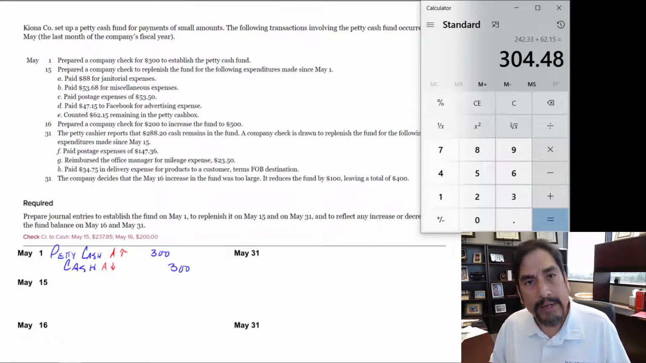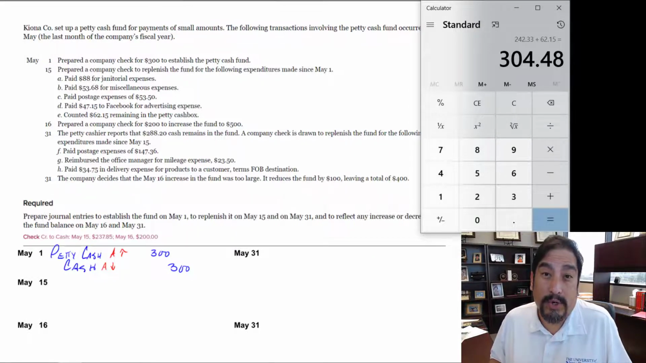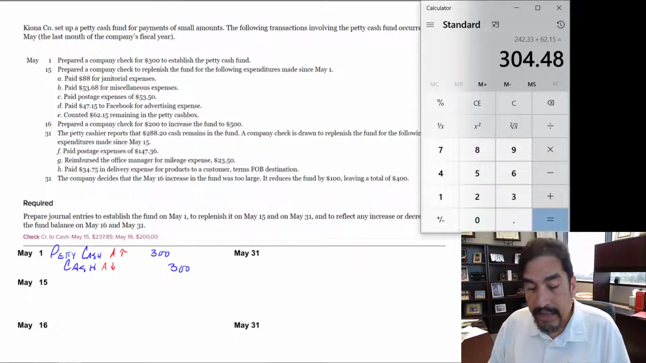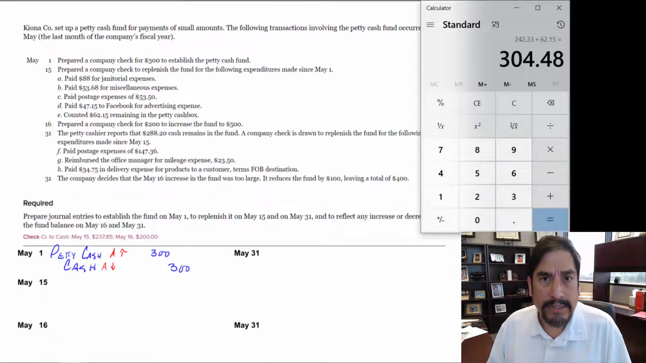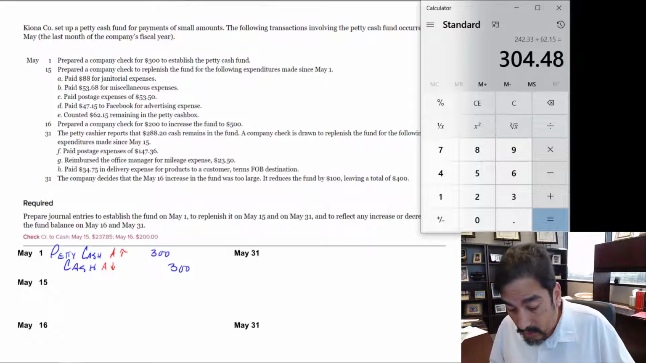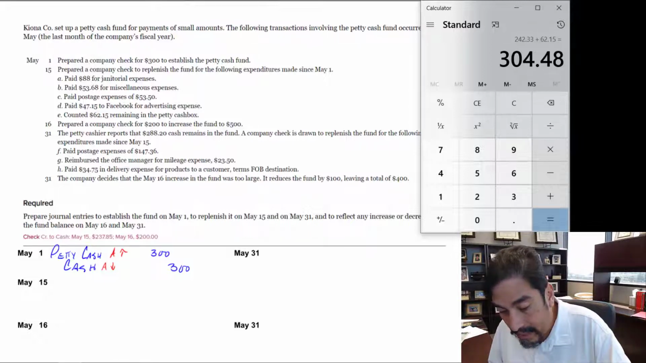So for the journal entry, this is the other type of journal entry we're going to have with the petty cash fund. This is where we are recording all of those expenses and replenishing the cash. So there's really two things going on here at once. First, recording all those expenses. They've told us what all these expenses are. I'm just going to write them down.